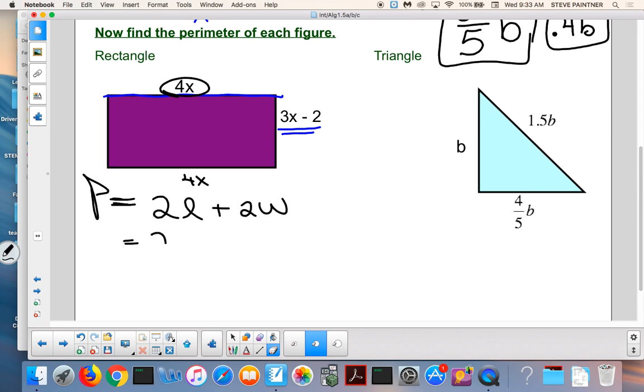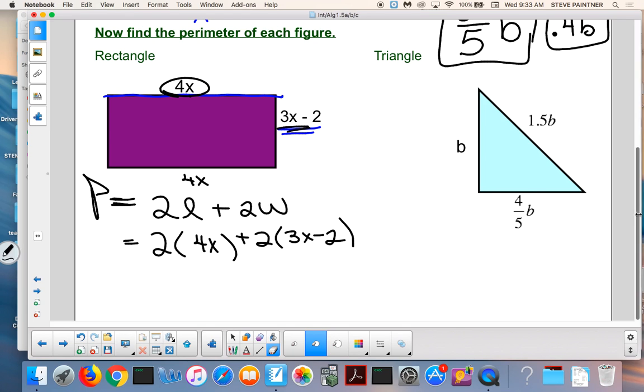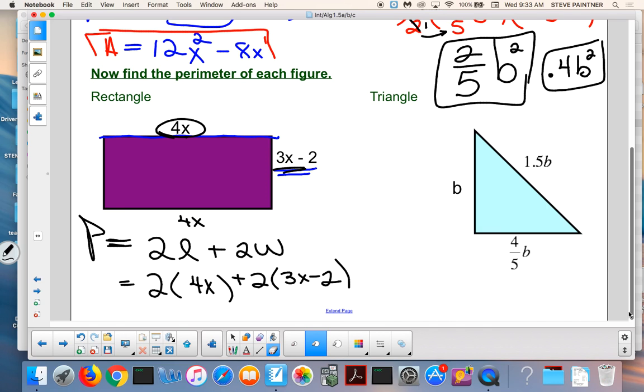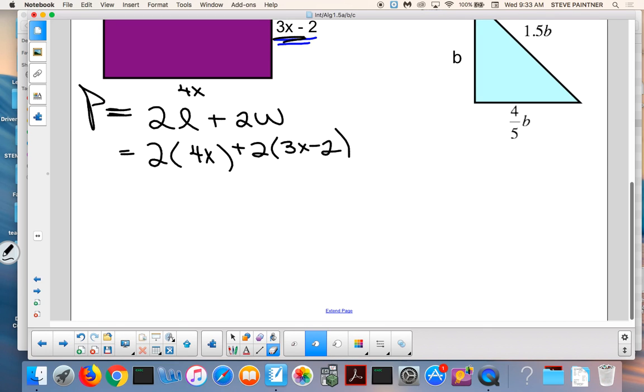So what is your length? 4x. What is your width? 3x minus 2. There. That would be quicker instead of adding 4 sides up. And now, of course, you got to use the distribution property, right? And that says just multiply through, right? This times this is what?